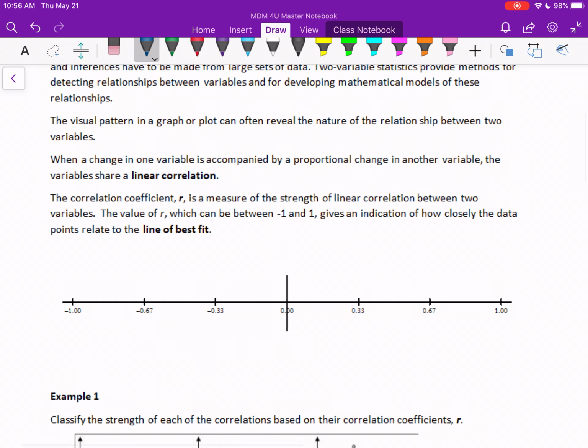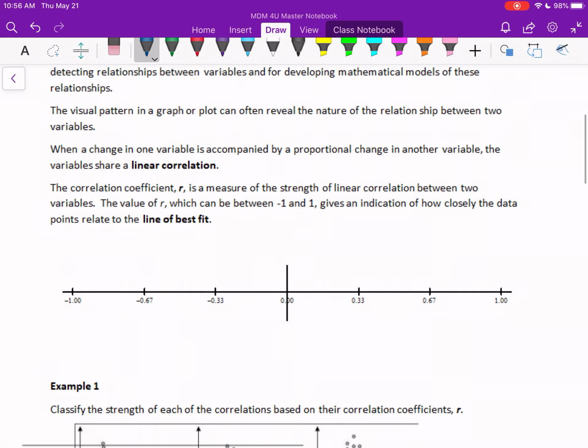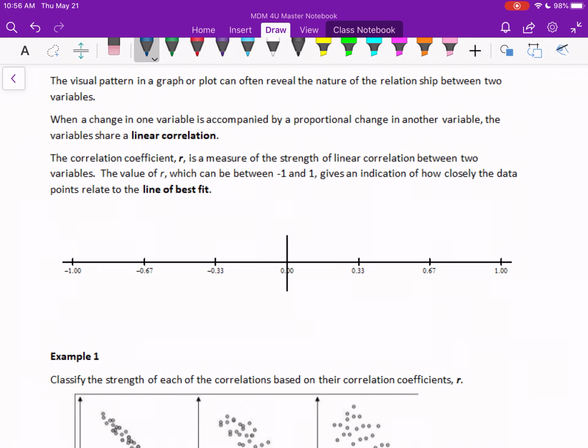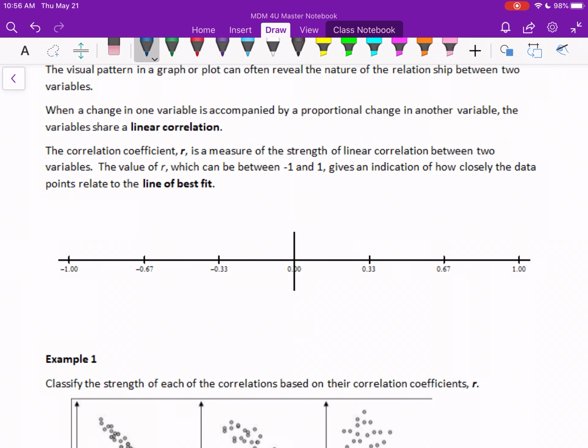In other words, the first place you should always start is by looking at a scatter plot, because just a visual of that is often enough to let you get an idea of what's going on. When a change in one variable is accompanied by a proportional change in another variable, the variables share a linear correlation. So again, linear correlation just basically means that there are two words here, and they each have different things associated with them. So I'm going to focus on them one at a time.